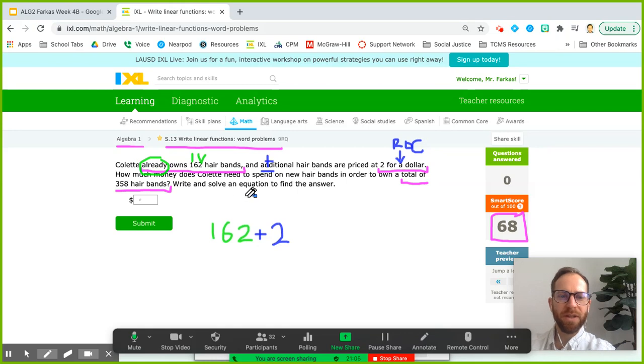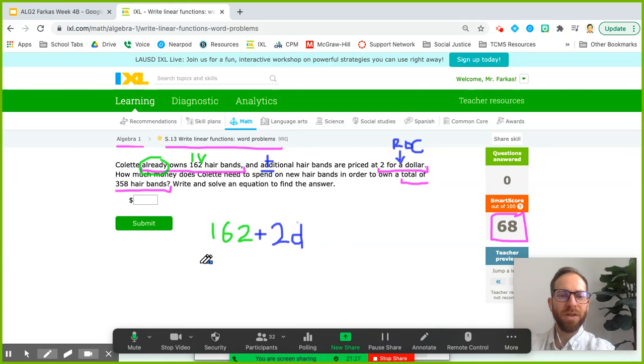And then someone wrote D to represent this. Does it matter what variable we use here to represent the hairbands? It doesn't tell you what variable to use, so you can use whatever you want. Sure, you can use D, you can use X, you can use V. Use whatever variable you like, because we're actually not going to be entering an equation here. We're going to be entering an answer.